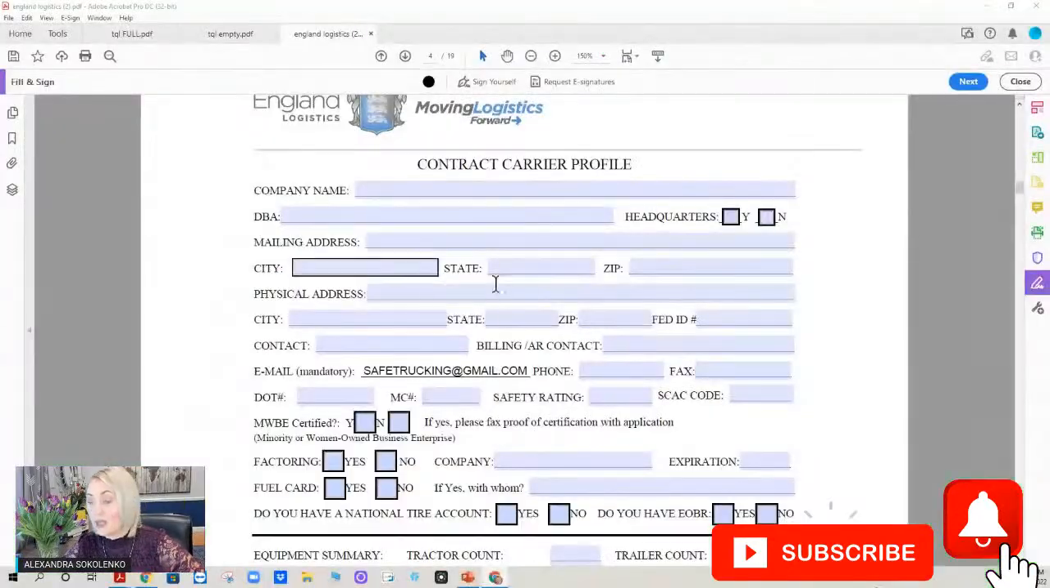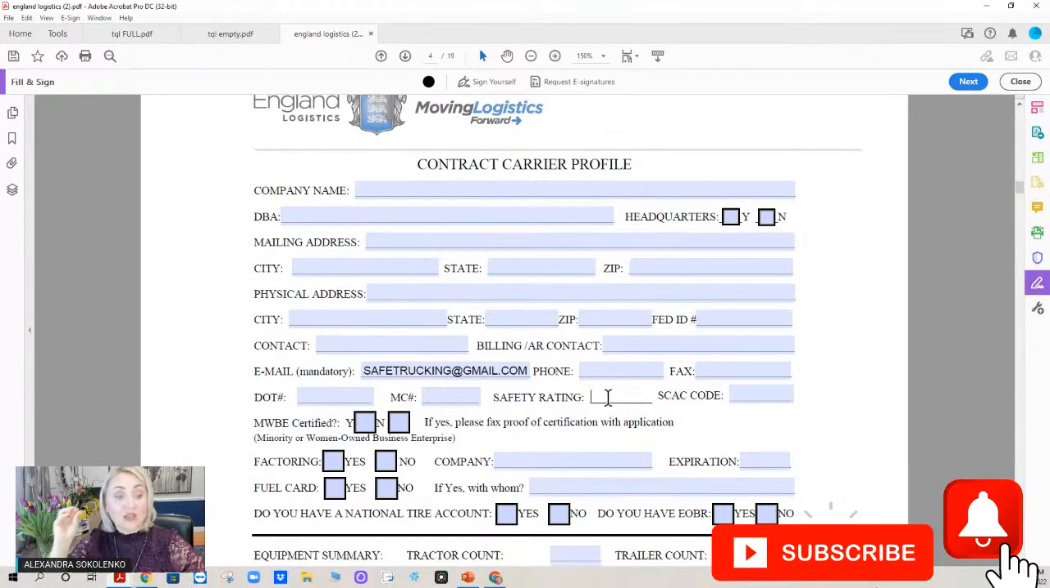Okay, let's go back. Remember they were asking us for the DOT MC safety rating. So what safety ratings do we have? We can have none, satisfactory, conditional, and unsatisfactory. Again, that's something you need to learn in classes. We touch on this in safety classes, where we go really in depth to learn all this.